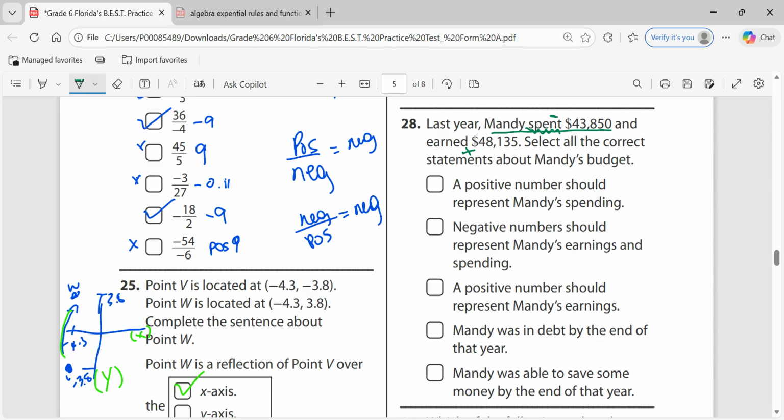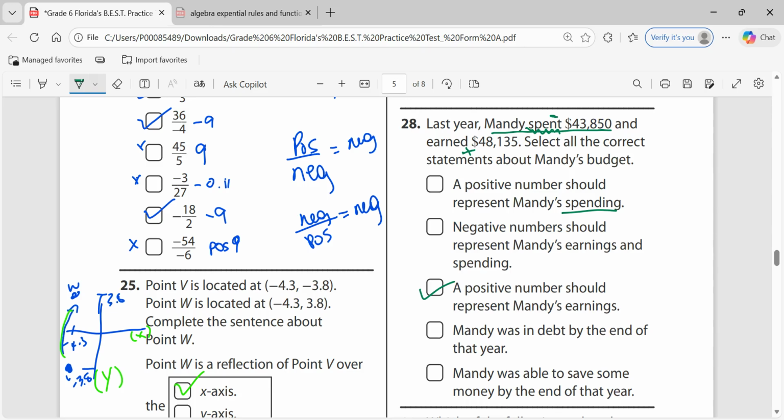All right, so it says a positive number should represent her spending. Spending is not positive. You don't get more money when you spend. So no. Negative numbers should represent Mandy's earnings. No, when you gain money, that's not negative. Your stuff is building up. It's adding to what you have. So no, we don't use negative to represent earnings. A positive number should represent earnings. Yeah, because I'm adding money.